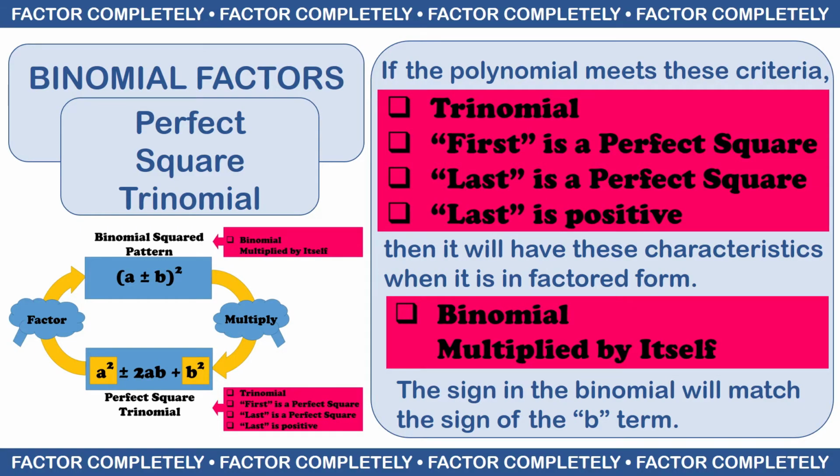If you're looking for the binomial factors and you have a perfect square trinomial, the polynomial meets these requirements: it's a trinomial, the first is a perfect square, the last is a perfect square, and the last is positive. Then it will have these characteristics in factored form. It will be a binomial multiplied by itself. The sign in the binomial will match the sign of the b term in your original trinomial.